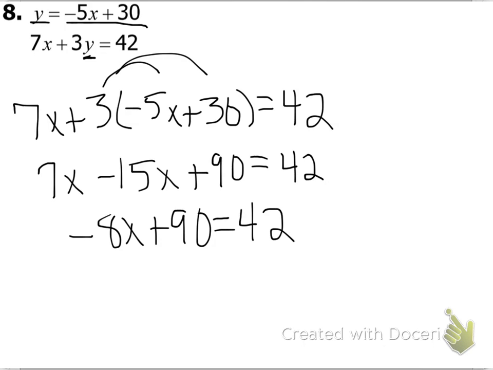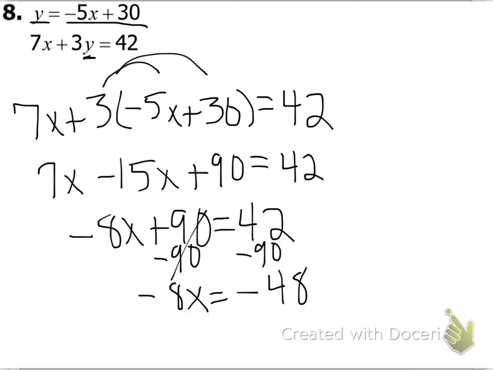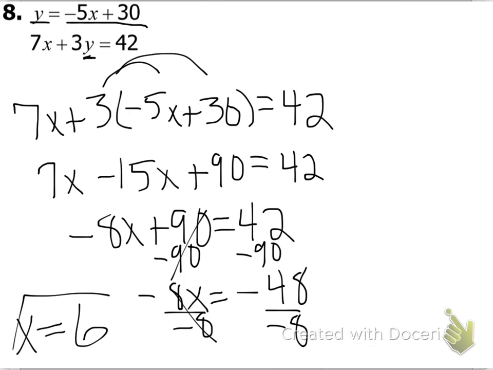What's my next step? Subtract 90 from both sides. Am I moving too fast for anyone? 42 minus 90. Negative 48. Last step. Divide by negative 8 on both sides. So x equals positive 6. Which value is that in my ordered pair? First or second? First.